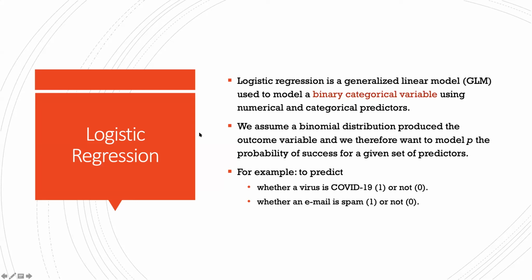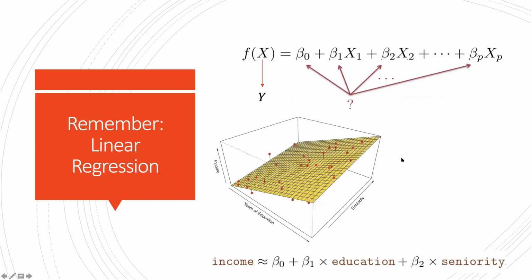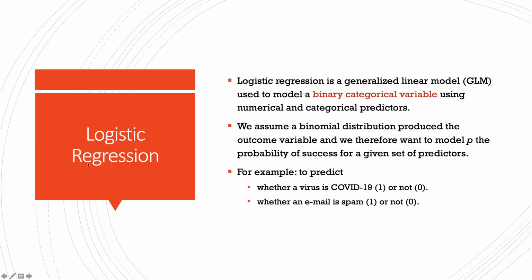And we assume a binomial distribution for our outcome variable in here. And in that, we want to model the P, which is the probability of success for a given set of predictors. And we will see the details about this part in a minute. And I want to give an example for logistic regression. You want to predict whether a virus is COVID-19 or not, or whether an email is spam or not. And these are two examples that may give you some idea about logistic regression.